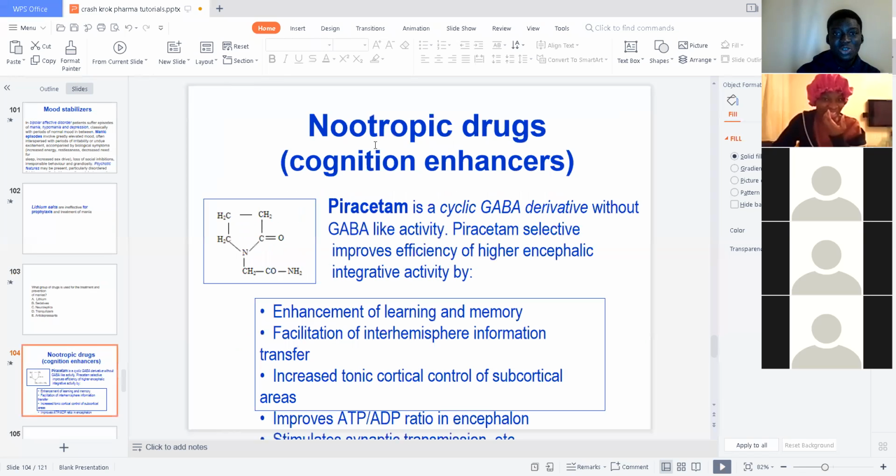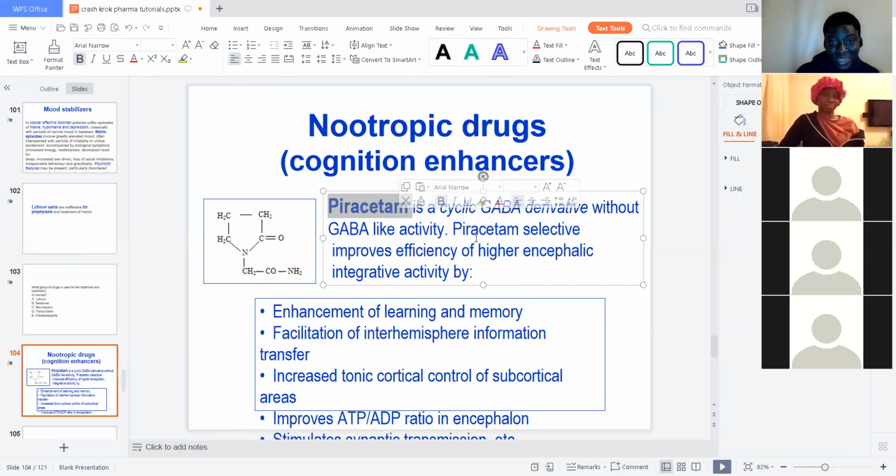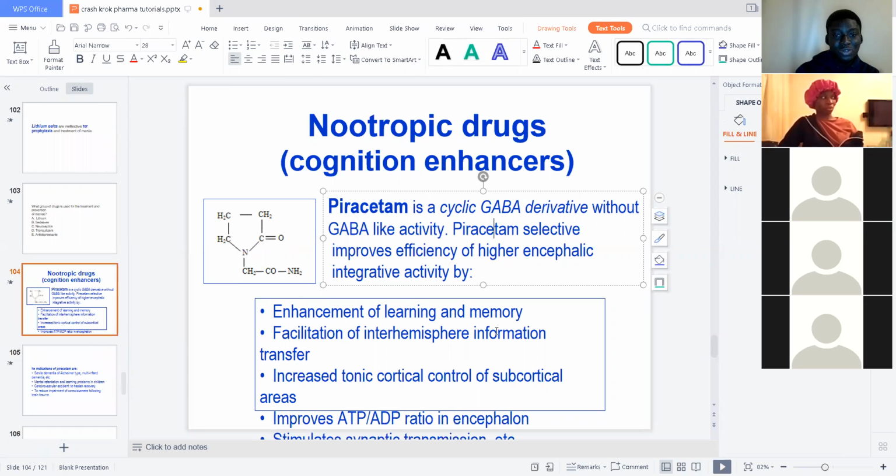Okay, next is nootropic drugs. These are cognition enhancers. The key drug here is paracetamol. Paracetamol increases cognitive ability. It enhances your learning and memory. So if you take paracetamol now, if you were reading 5 hours before, you'll be able to read 10 hours. So you're going to increase your ability to learn and memorize.